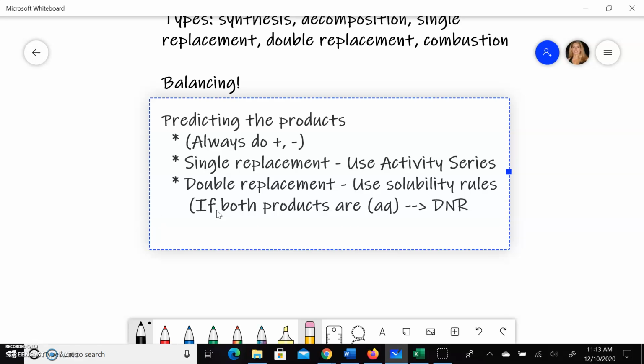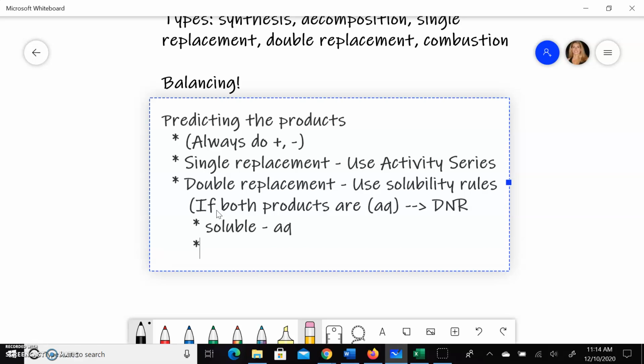On the solubility rules, you do need to remember that soluble means AQ, and insoluble means that it's a solid. And again, if you have trouble with double replacement, you don't know what I'm talking about, you can go back to your reactions section for this class, and you can watch the video. There's one video that explains exactly how to do this.